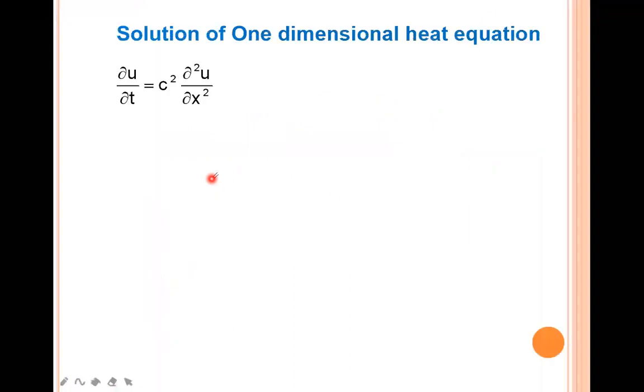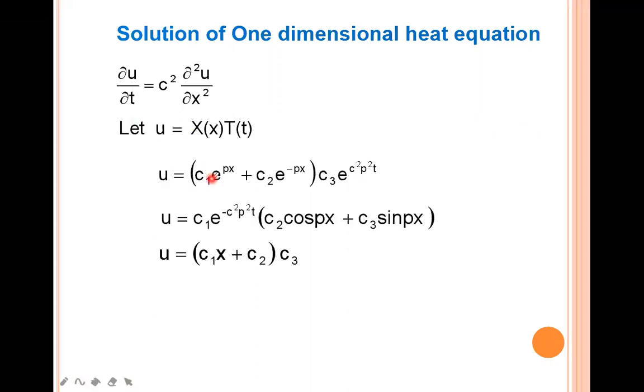This is the general form of the one dimensional heat equation: ∂u/∂t = c² ∂²u/∂x². We are solving this equation by using separation of variables. For this we assume u = X(x)T(t). Solving this, we get three solutions, and one of them is the most suitable solution for this one dimensional heat equation.